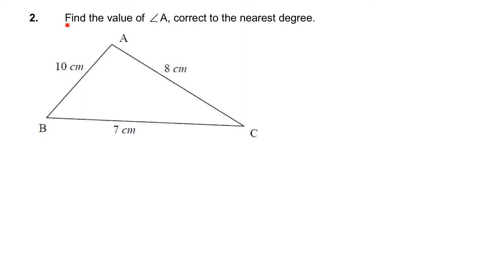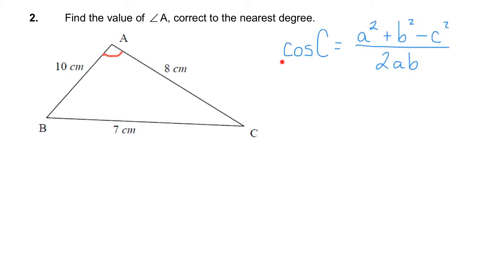Here's the next example. Find the value of angle A, correct to the nearest degree. So this time, instead of finding an unknown side length, we're trying to find an unknown angle. So we're going to start with the cosine law written in this form so that we can find our unknown angle. Now this time, the labels aren't going to match.